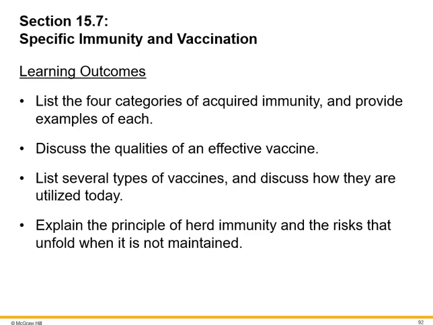So section 15.7, specific immunity and vaccination. The learning outcomes we have for this are to list the 4 categories of acquired immunity and provide examples of each, and then to discuss the qualities of an effective vaccine and list several types of vaccines and how they are utilized today, and then explain the principle of herd immunity and the risks that unfold when not maintained.